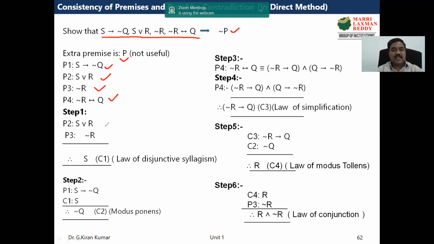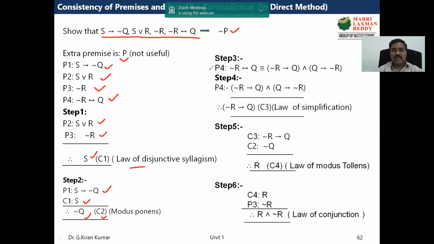Now in step one, I have taken P2 and P3. Of course, by seeing it, you can easily guess it is the law of disjunctive syllogism. So we can argue S is valid. We are calling this conclusion one. In the next step, I have taken P1, that is S implies negation of Q, and we just got conclusion S. So by the law of modus ponens, we can argue negation of Q is valid. P implies Q, P, therefore Q. That is modus ponens, right? I'm calling this conclusion two.